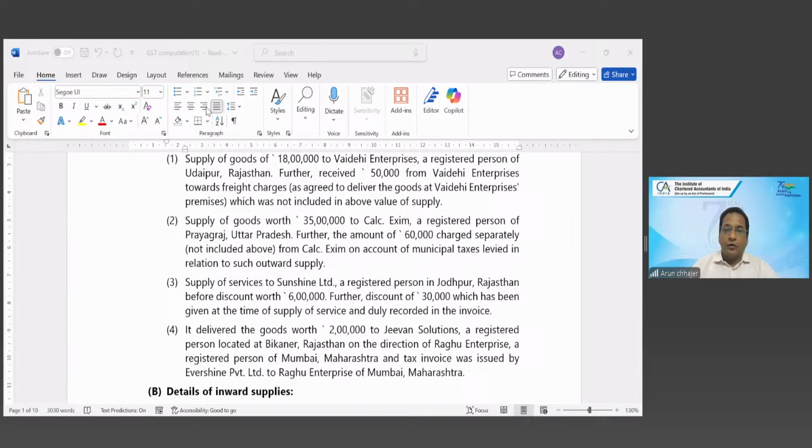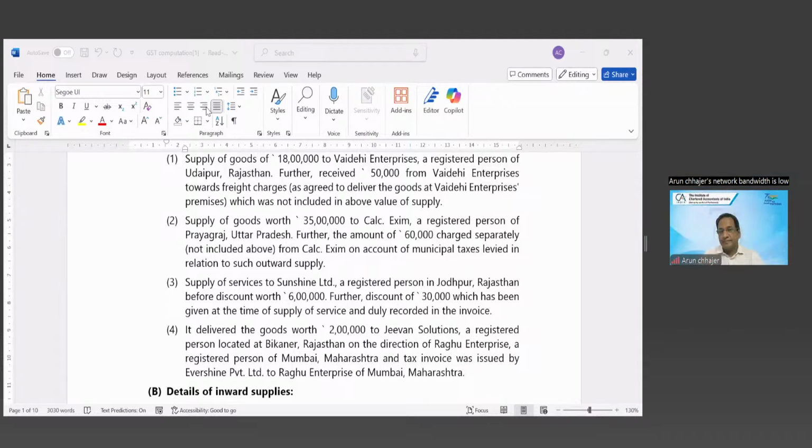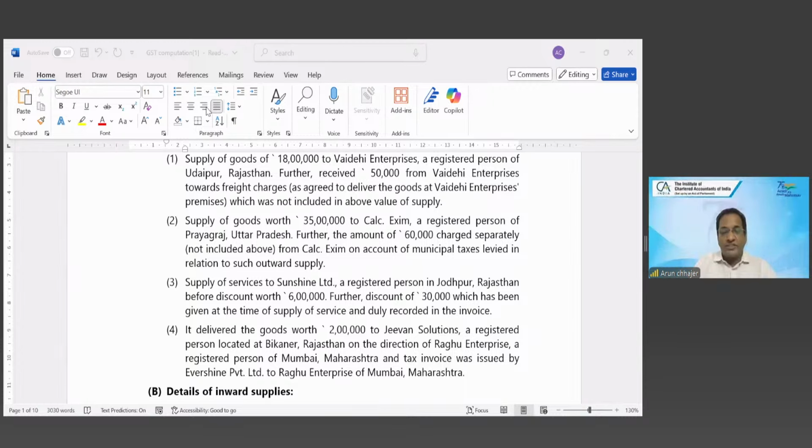ठीक है? Now, what is the total tax liability? What is the total tax liability in this case? Fine. Now calculation of input tax credit, ITC eligible. Eligibility of the ITC. What is the 36,000? Okay, on this particular part you are saying. Okay. Now let's go to the next one.